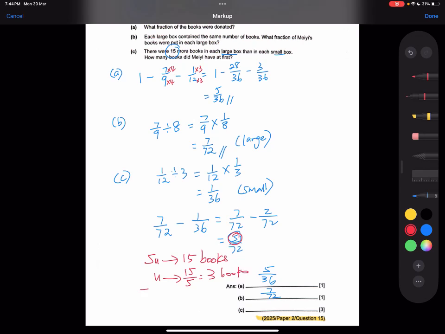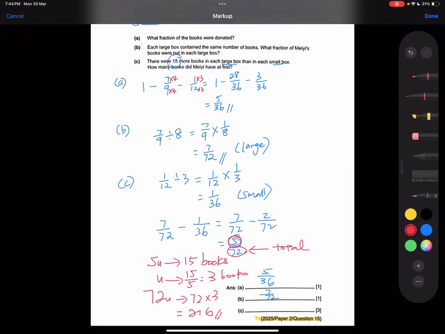And we need to look for 72 units. Okay? 72 units. This is the total number of books. So 72 times 3, that will give us 216. So this is our answer, 216 books at first.